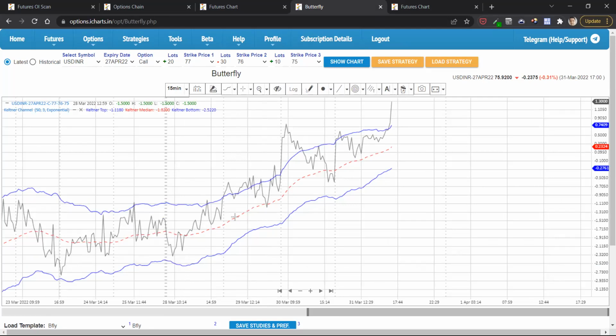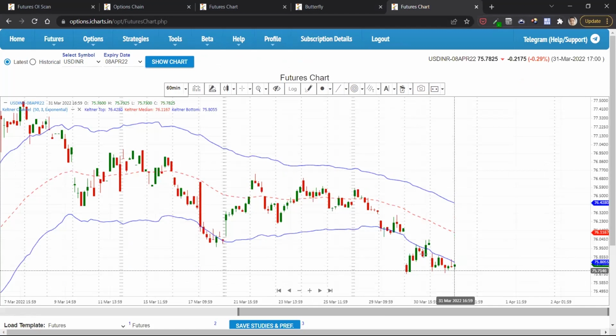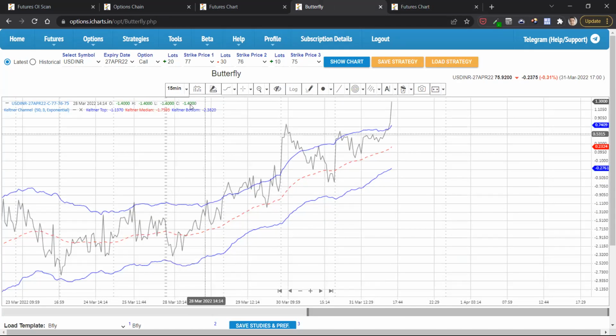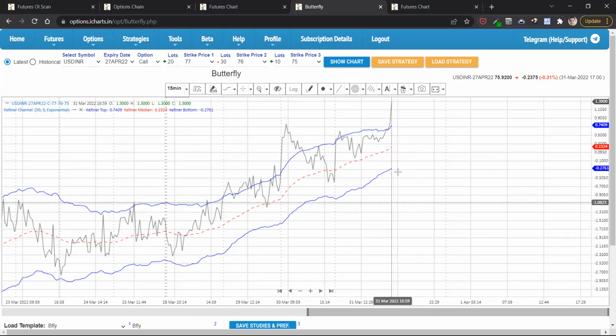But whatever the stance, bullish or bearish, the price of the butterfly has to go up. Whether the market is going up or down is immaterial. The price of the butterfly has to go up always, whatever you set up. If it is going down, then you are making a loss. If it is going up, you are making profit.